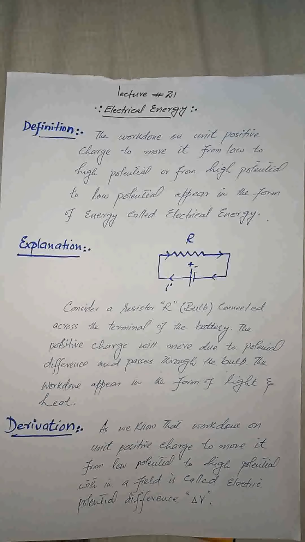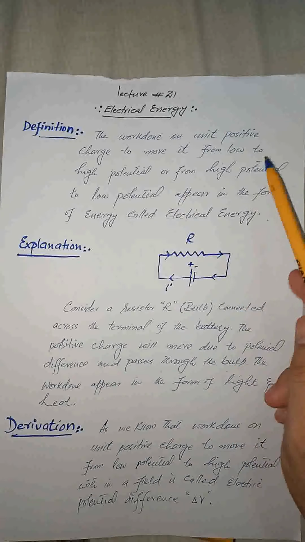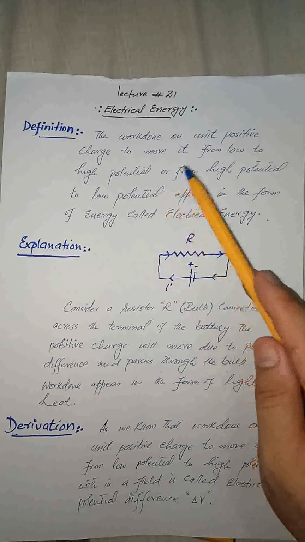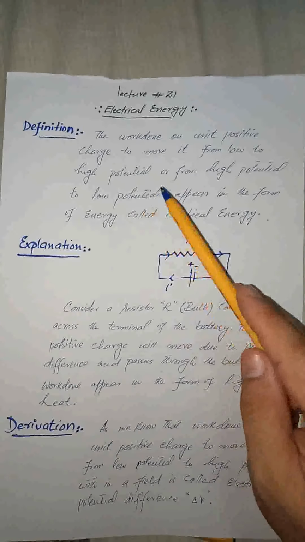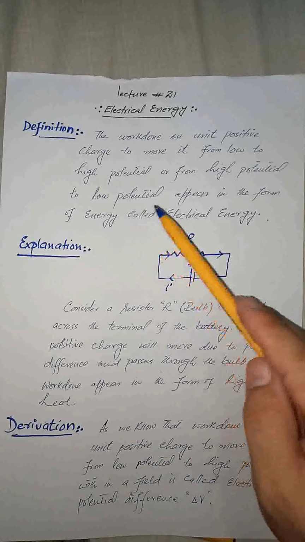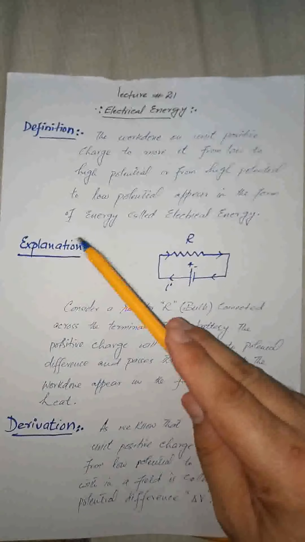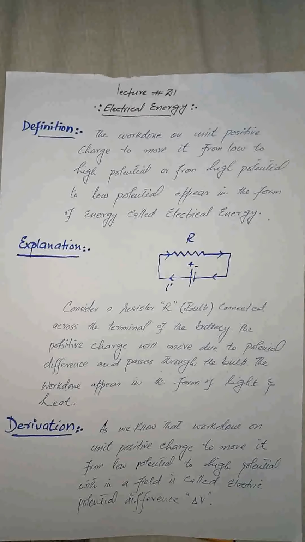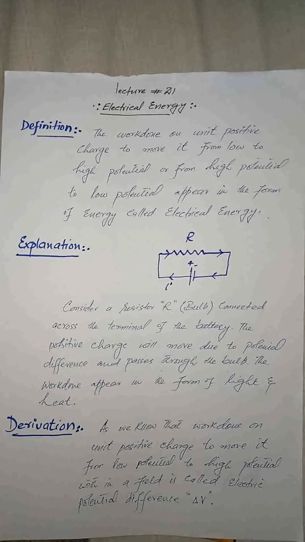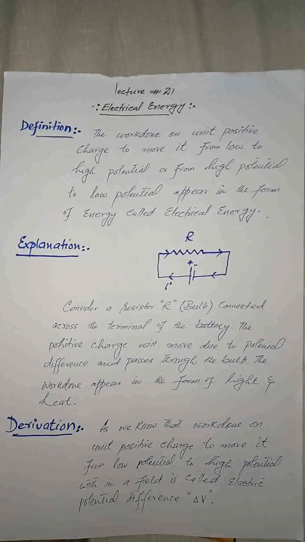Basically, energy is work done, but it appears in different forms, and we call it that type of energy at that time. So electrical energy is the work done on a unit positive charge to move it from a low to a high potential or from a high to a low potential, appearing in the form of energy called electrical energy. The definition is a little bit complicated.